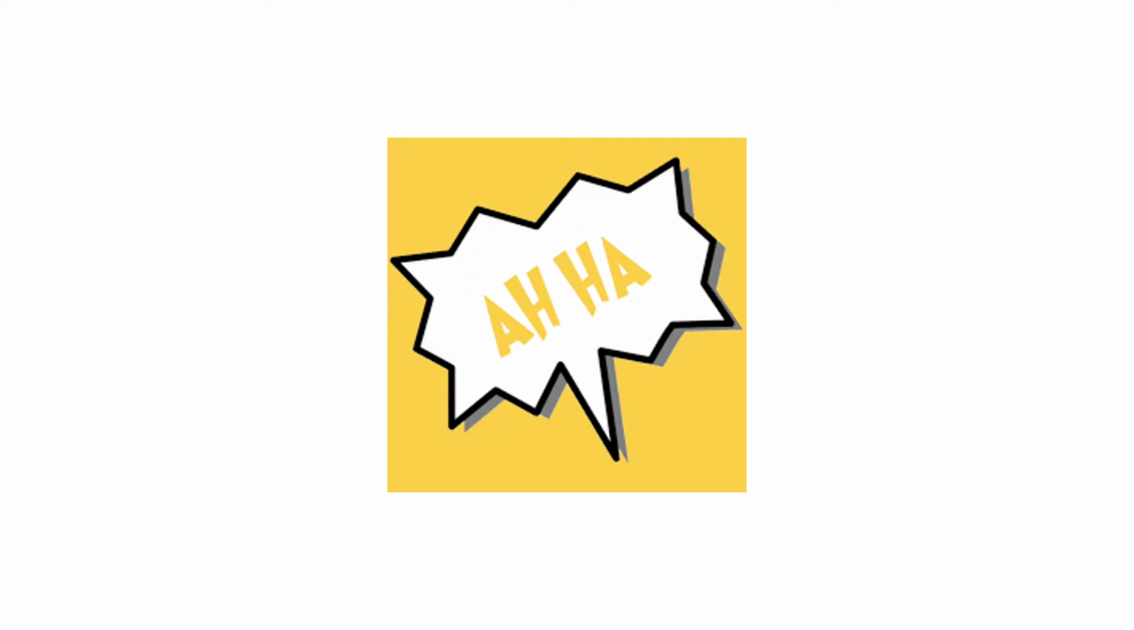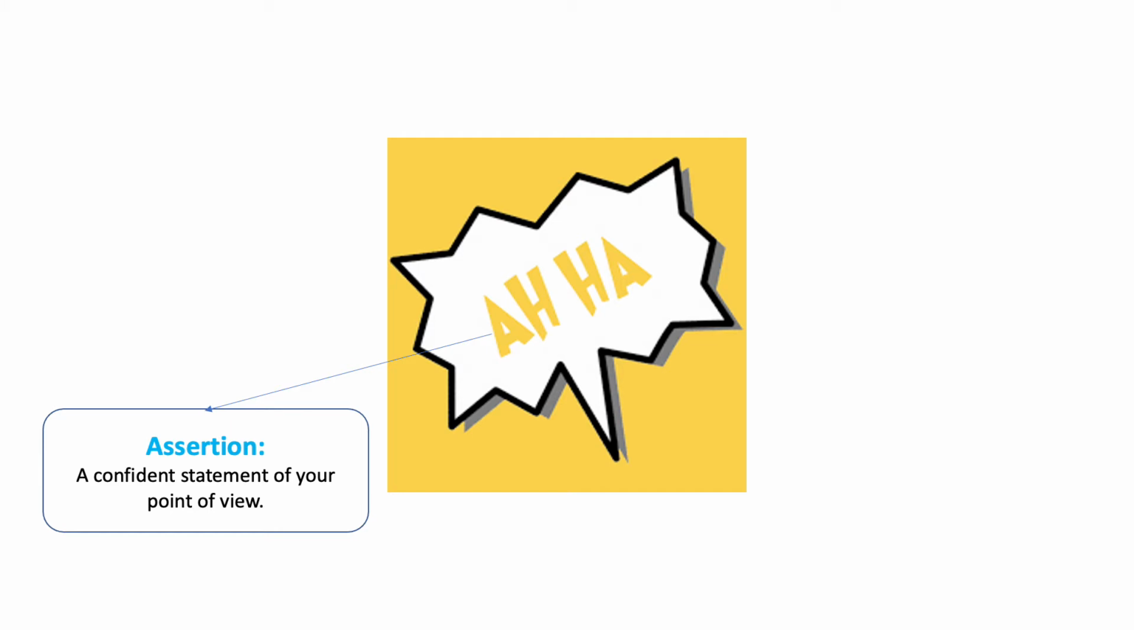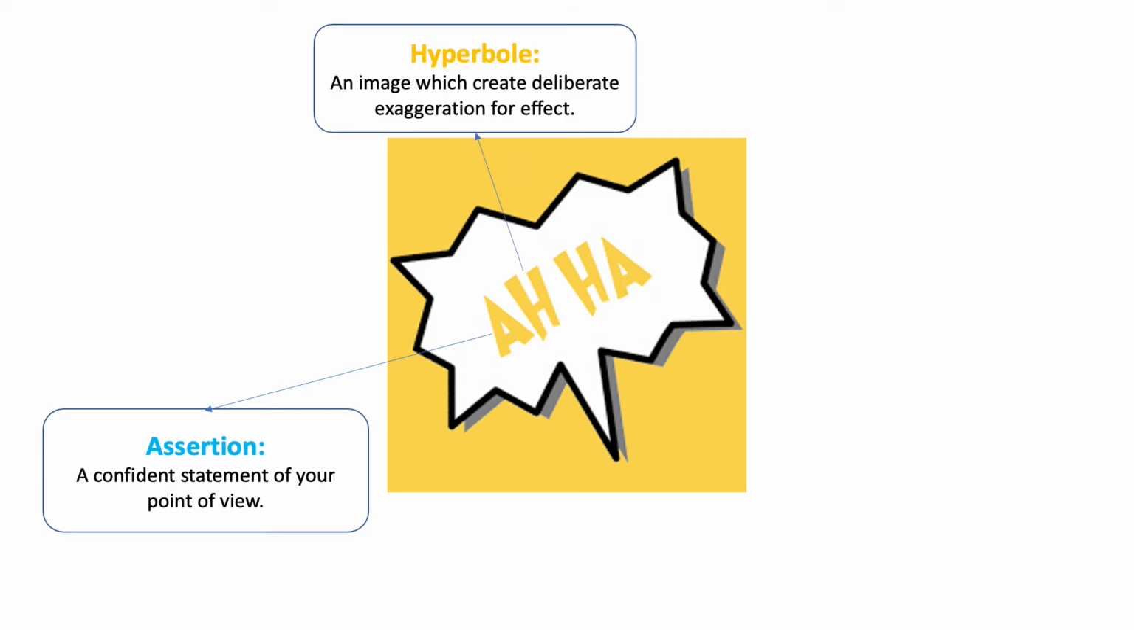So, how can we make our introductions effective? We can do that by using AHA. Okay, so AHA stands for 4 things. A stands for assertion. An assertion is a confident statement of your point of view. Every single introduction you write must have an assertion. It is not something that you can leave out. The other 3 letters refer to techniques, and these are optional. You may want to include some or all of them.